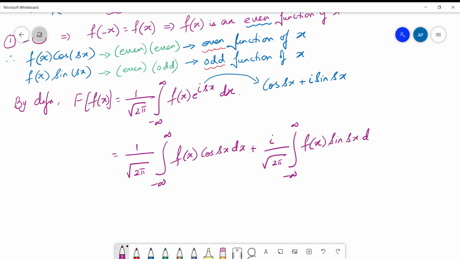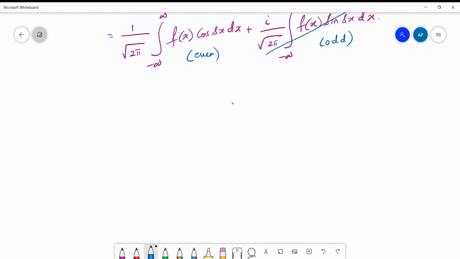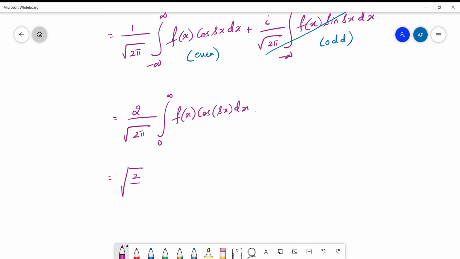Now, if you look at the nature of these two functions, as we have seen above, one is even and the second one is odd. And whichever is odd, we shall cancel it as the integral value will be 0. Now, integral minus infinity to plus infinity, therefore, for an even function will become 2 by root 2 pi integral 0 to infinity f of x cos sx dx, and this is nothing but your Fourier transform of f of x.